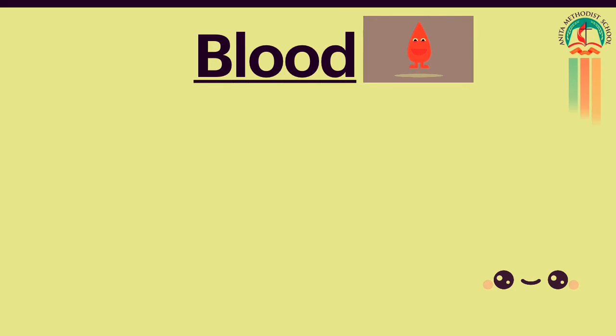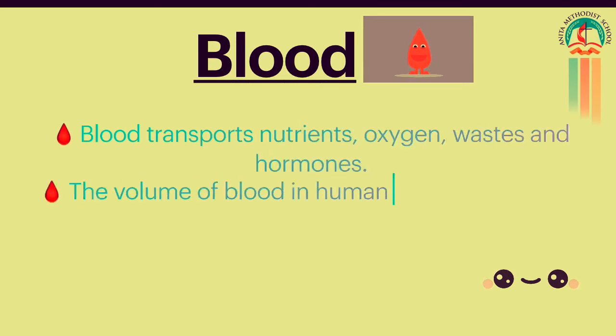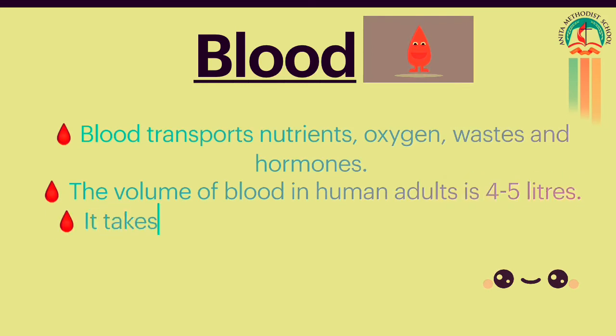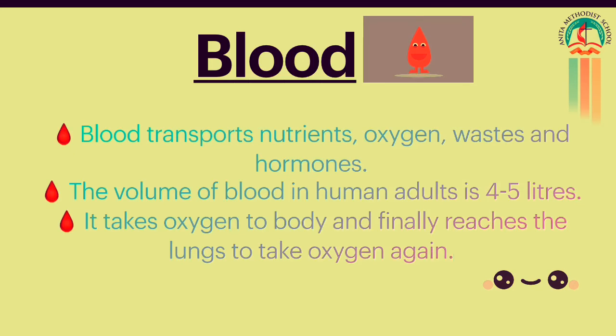Let's see about blood. Blood transports nutrients, oxygen, wastes and hormones. The volume of blood in human adults is 4 to 5 liters. It takes oxygen to the body and finally reaches the lungs to take oxygen again.